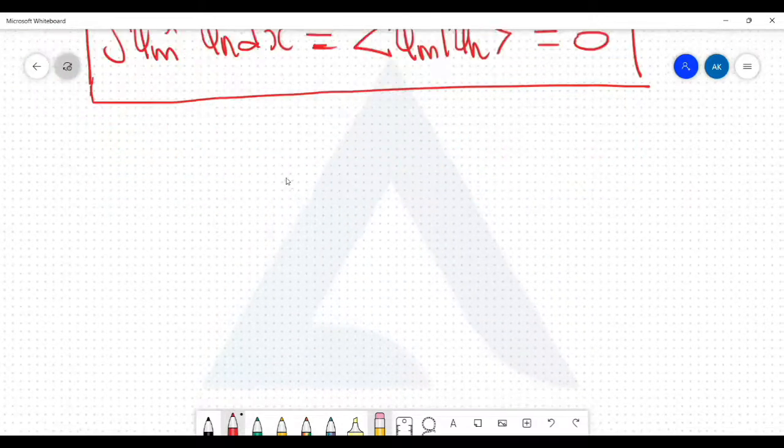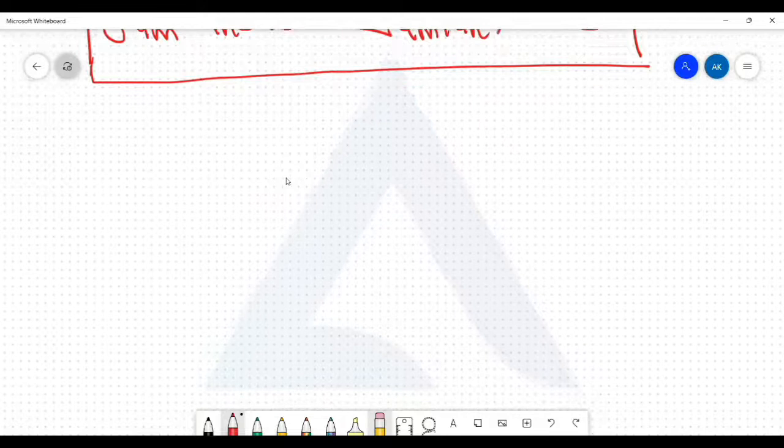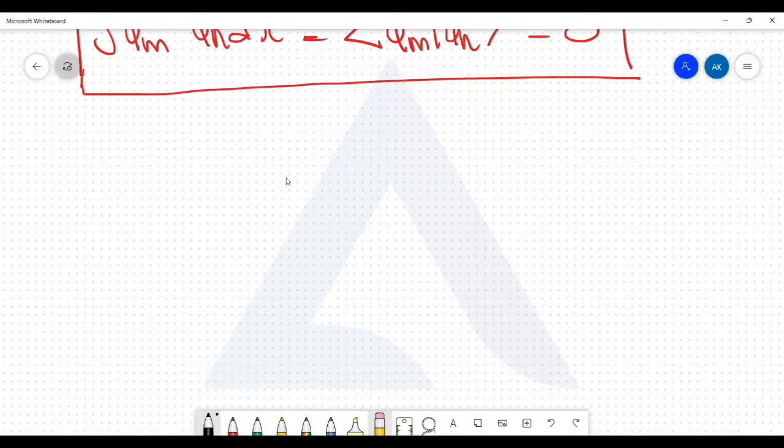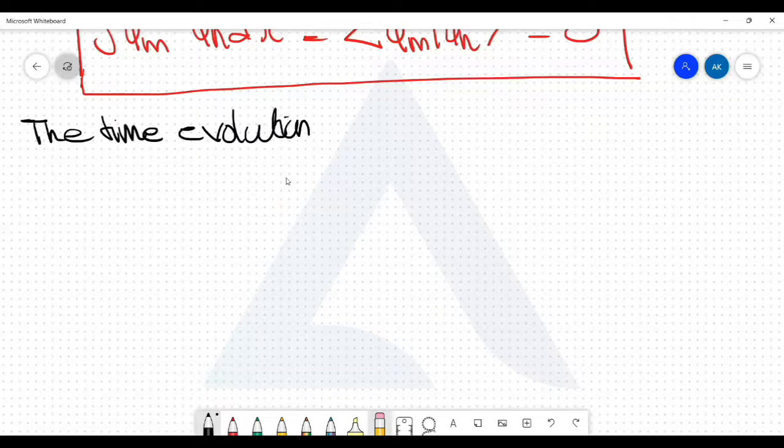Now, the next concept: the time evolution of a state.